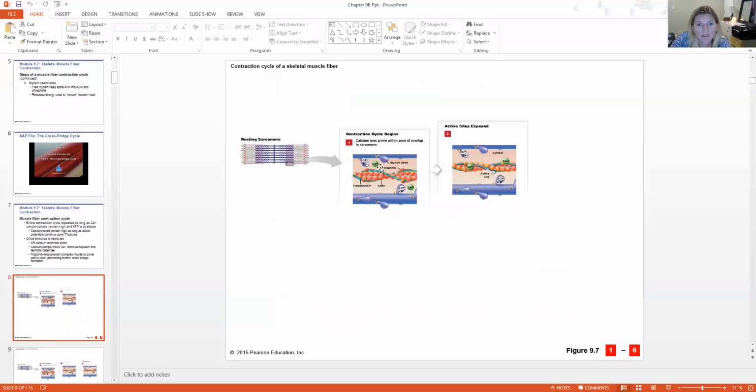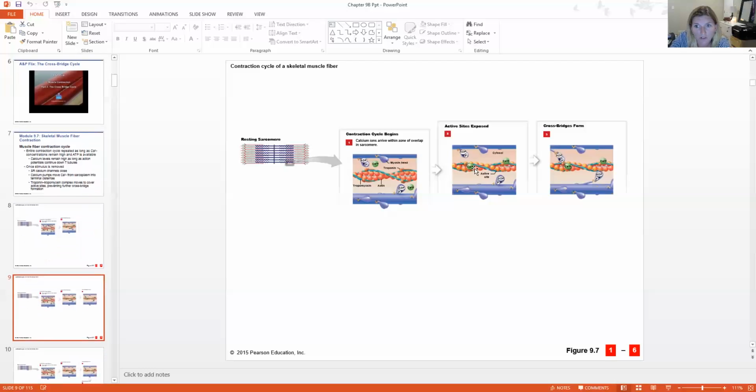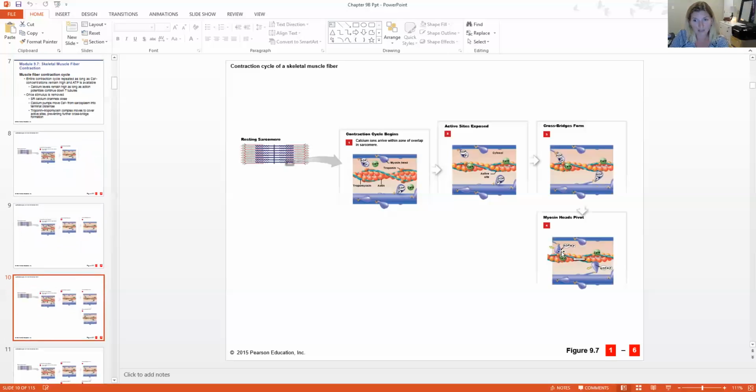Our resting sarcomere, our calcium has just been released, our myosin heads are cocked and ready with ADP. Now calcium comes in and binds to the troponin, revealing the active site on our tropomyosin. Now look, our myosin head has formed that cross bridge to our actin. And now the power stroke, those heads pivot, and look what happens, that ADP is now released. Our sarcomere shortens, that's why you see this little white arrow pointing this way.